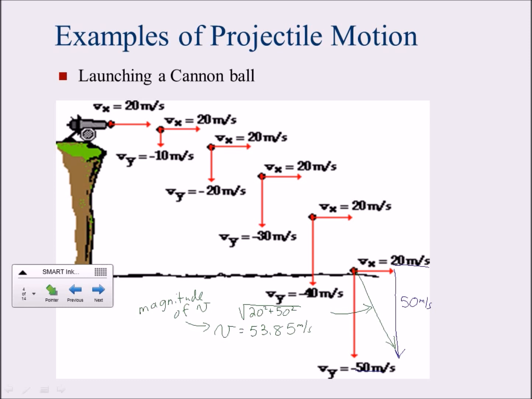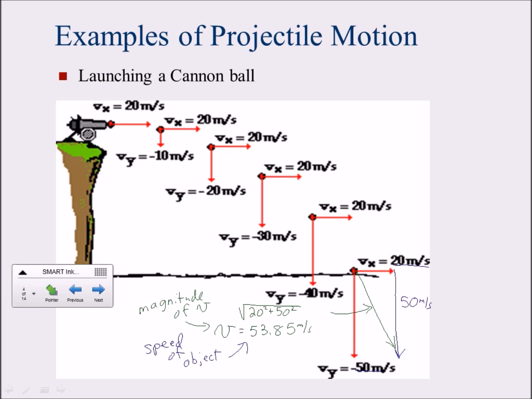If a question is asking about the speed, they're referring to the magnitude of the total velocity. Not the x component, not the y component, but the magnitude of the overall velocity. Again, when we first were defining velocity and speed, we said that speed is the magnitude of the velocity. So the velocity vector, that's that overall resultant vector, the 53.85 meters per second.